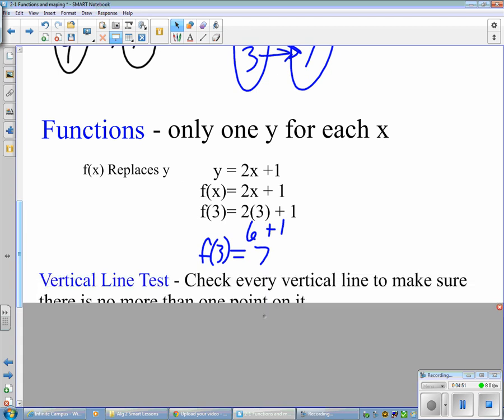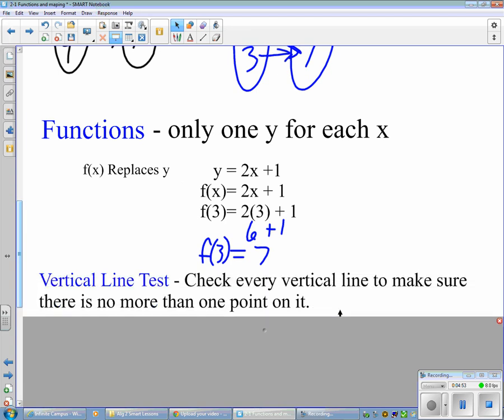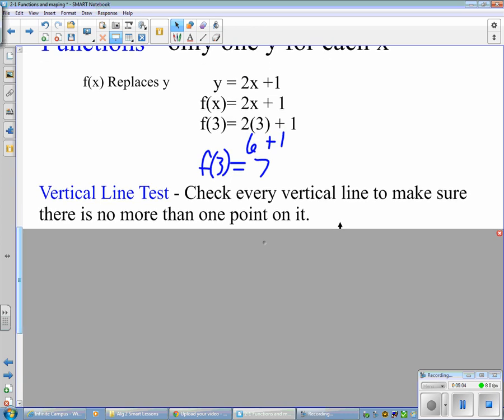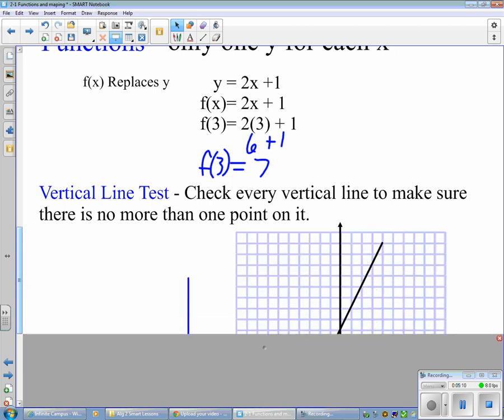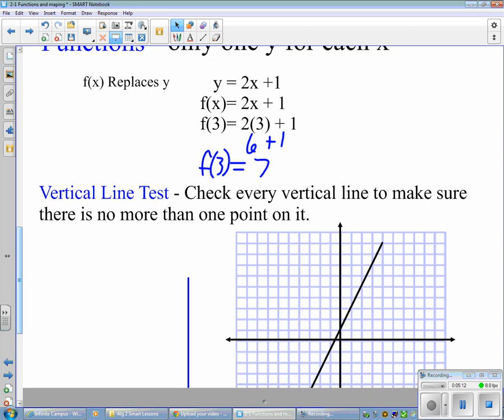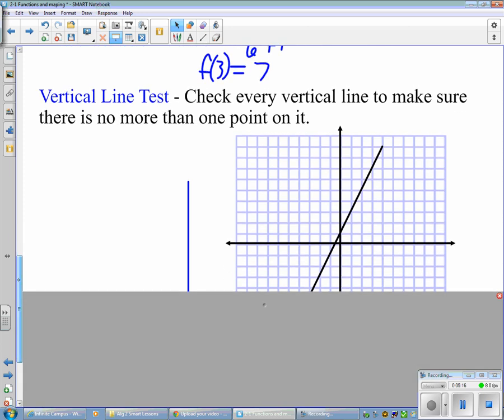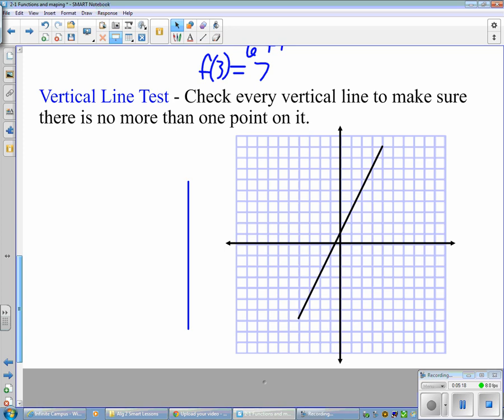Okay, another way to test, is it a function if it's not mapping, is what if it's graphed? If you have a line that's graphed, we have what's called the vertical line test. And the vertical line test checks every vertical line to make sure that there's no more than 1 point on it. Because if there's more than 1 point, then it's not a function. There's 2 y's for each x.